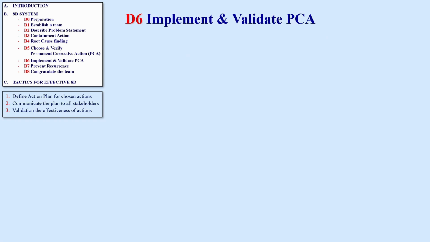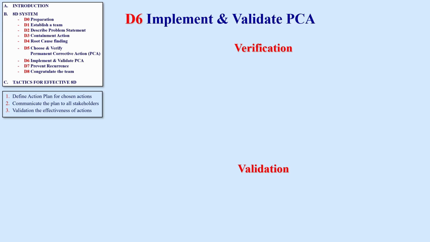D6. Implement and validate PCA. Before we move into the detail of D6, I would like to draw your attention to the keywords used in D5 and D6 respectively. That is, we use the word verify in D5, while validate in D6. So, what are the differences between these two?